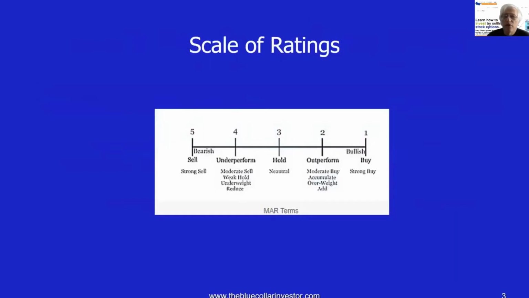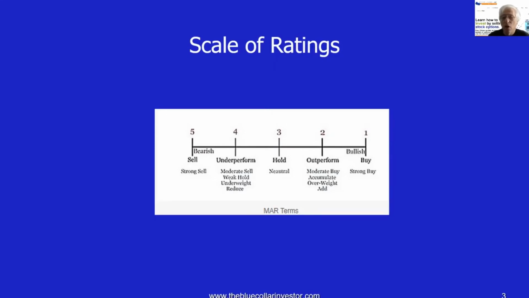Now, the scale of ratings from these analysts has changed over the years. It used to be simply buy, sell, or hold. Well, now that's expanded into 1 through 5, 5 being the worst. A sell rating would be a 5, and it's a bearish outlook. So if you were to define 5 with the new ratings, it would be a strong sell. The second from the worst is a 4, which is a moderate sell. Another word for that would be an underperform. So it's a stock that, based on analyst studies, they expect to underperform the market.